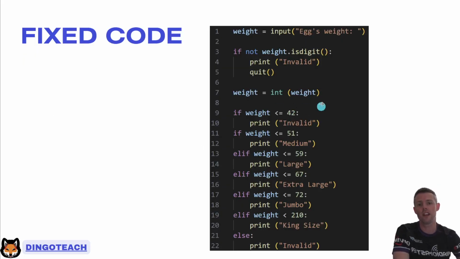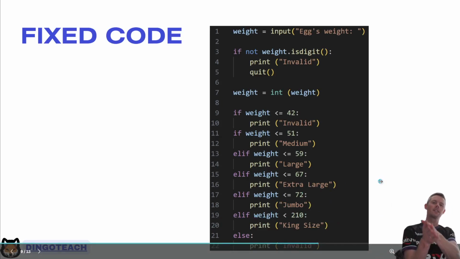First thing we do is check if it's less than 43, it's invalid. And then if it's less than 51, it's medium. Less than 59, it's large. 67, extra large. 72, jumbo. And then I put this if the weight is less than 210.